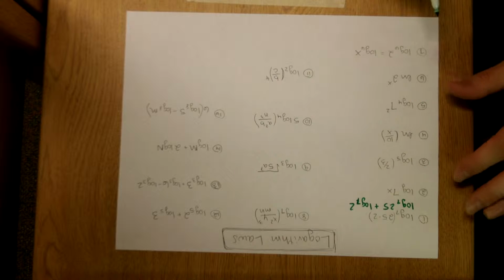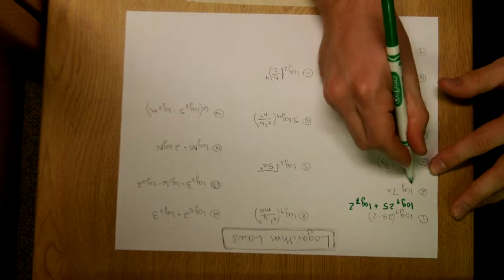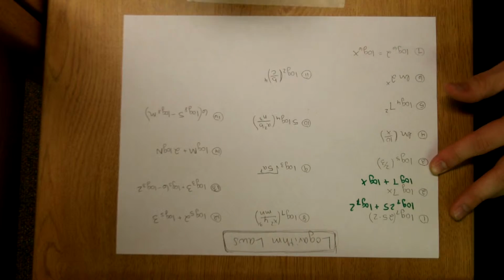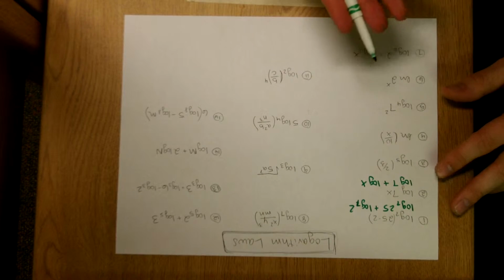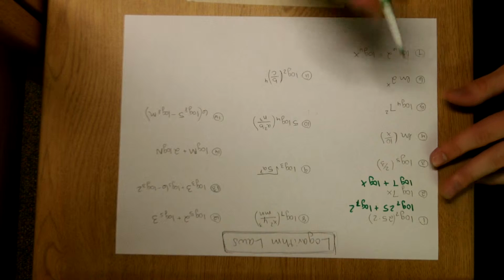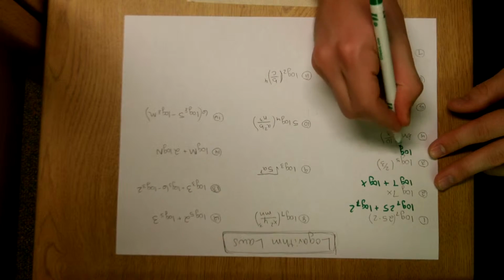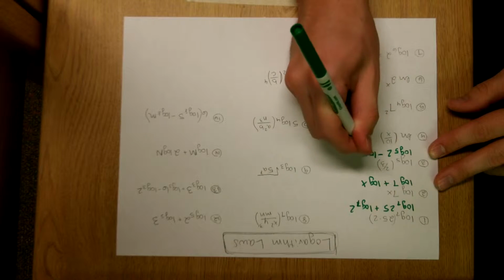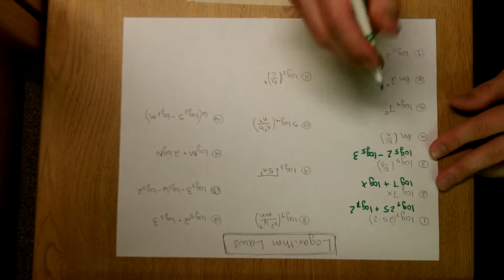So if we have log of 7x, we can break this down into log of 7 plus log of x. Pretty simple. If we have division, it is subtraction. So if we have log base 5 of 2/3, we can break that down into log base 5 of 2 minus log base 5 of 3.